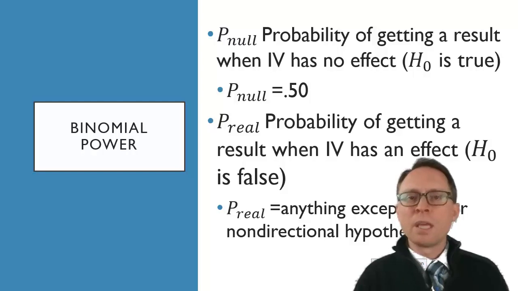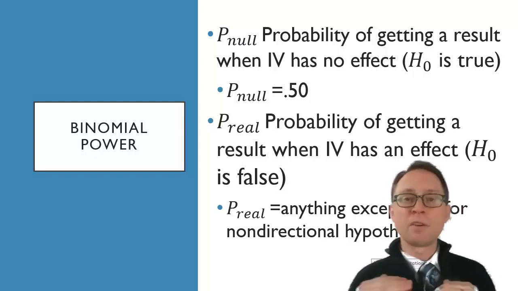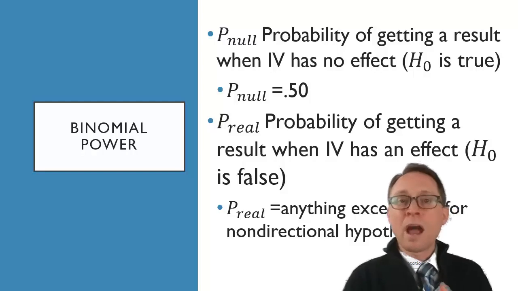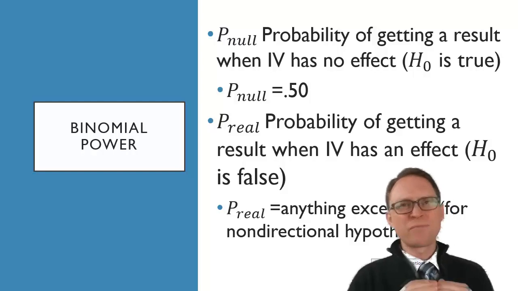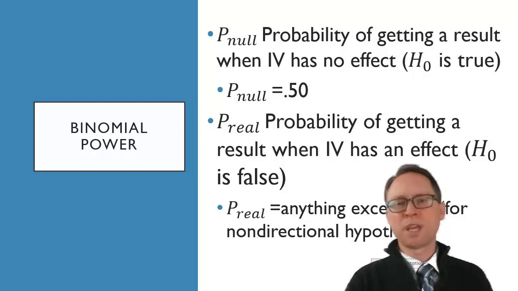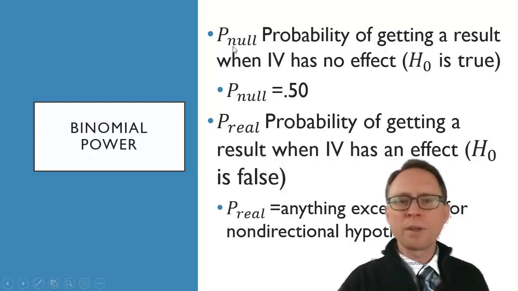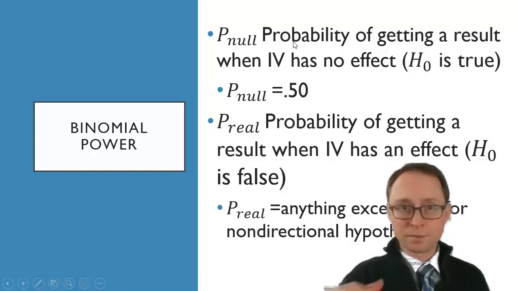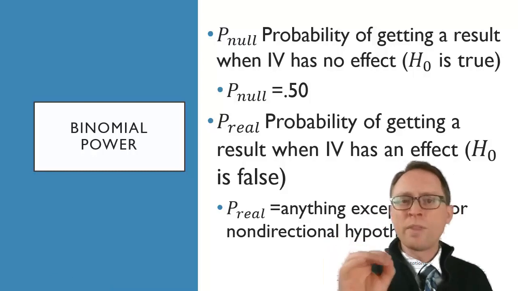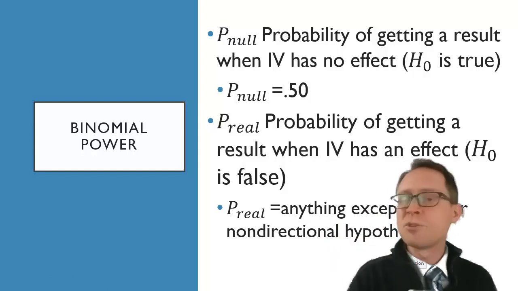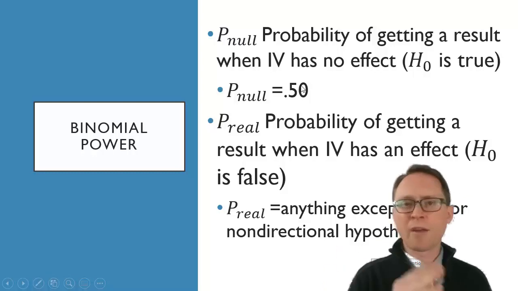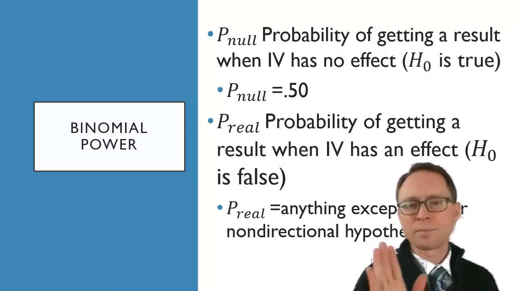Now, if the null hypothesis is true, that means my love potion doesn't work. But even if my love potion doesn't work, I could still have people falling in love. So let's say that, if everything is normal, about 50% would fall in love. So the probability under the null is the probability of getting a result, in this case people falling in love, when the IV has no effect, when the love potion has no effect. In this case, that's about a 50% chance, so it's half and half. About half the people are going to fall in love, about half aren't.